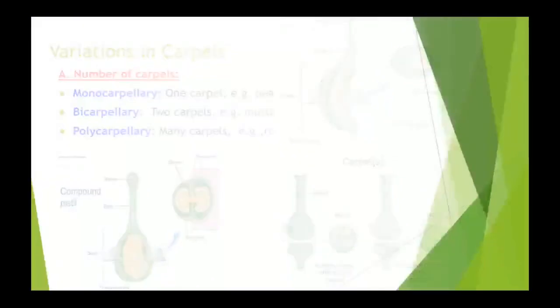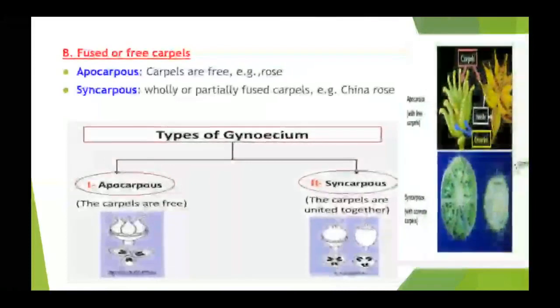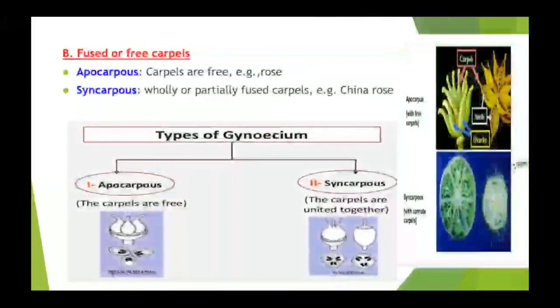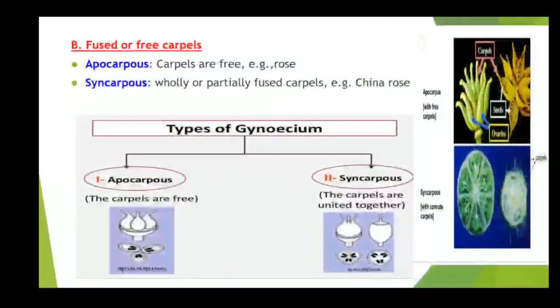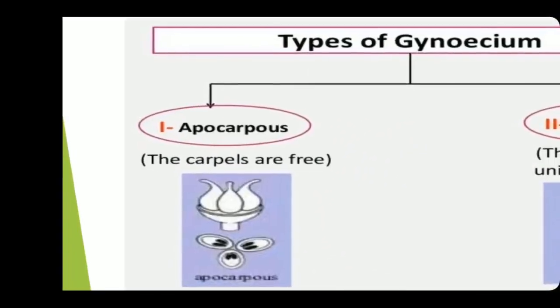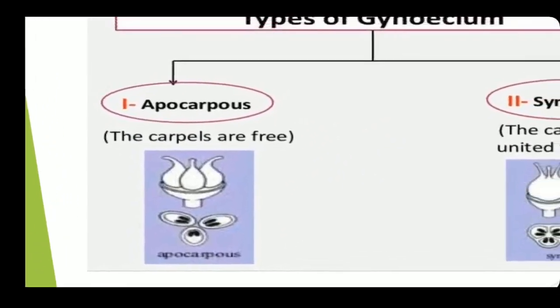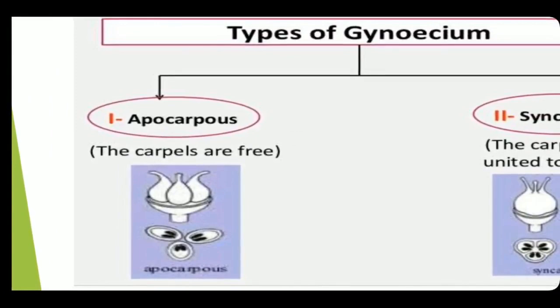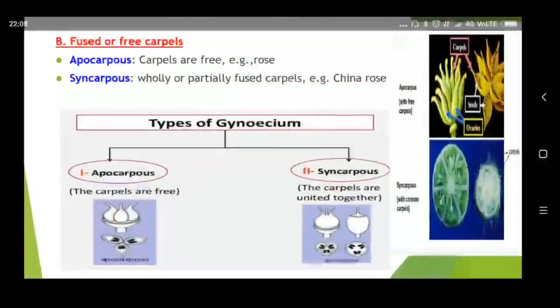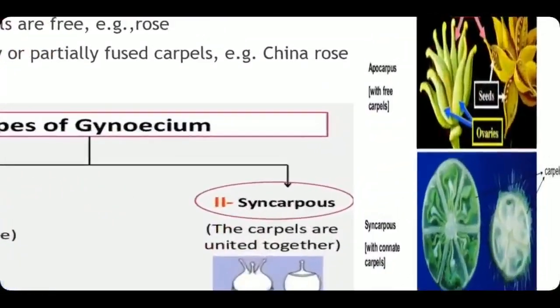So this is about the number of carpels. Then the second variation is fused or free carpels. If the carpels are free from each other, then we can say it is apocarpous. Here you can see apocarpous. Apocarpous is found in fruits like custard apple or strawberry. So here you can see how it looks.